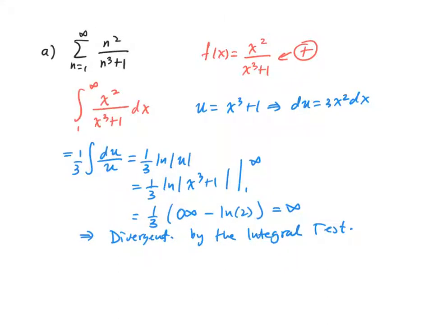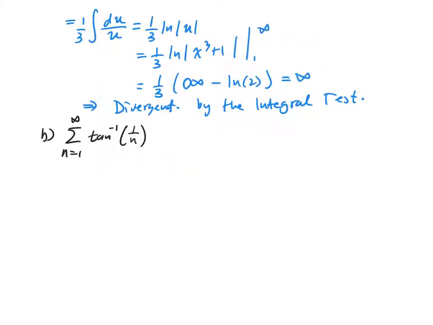And that's it. In part B, there are also several ways to do the problem, but again, probably the easiest one is to use the limit comparison test. Not the comparison test, but the limit comparison test. So here we have that a n will be tangent inverse, and I compare this with 1 over n, or the harmonic series. Remember we already know that this is divergent, so just keep that in mind.